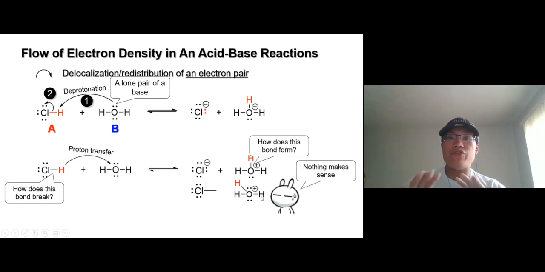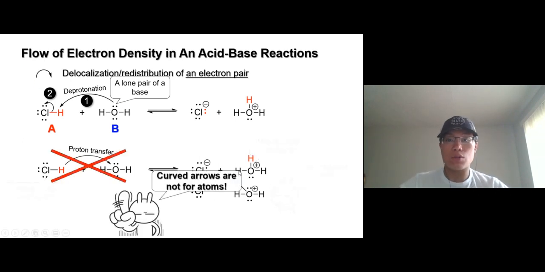So again, this is very important. We use the curved arrow to show electron movement, not an atom movement. Do not do that. If you keep doing this, you're going to have a problem with this course and organic chemistry too. So make sure you know that. This is really important. The curved arrow shows electron movement, not an atom movement. Don't do that.